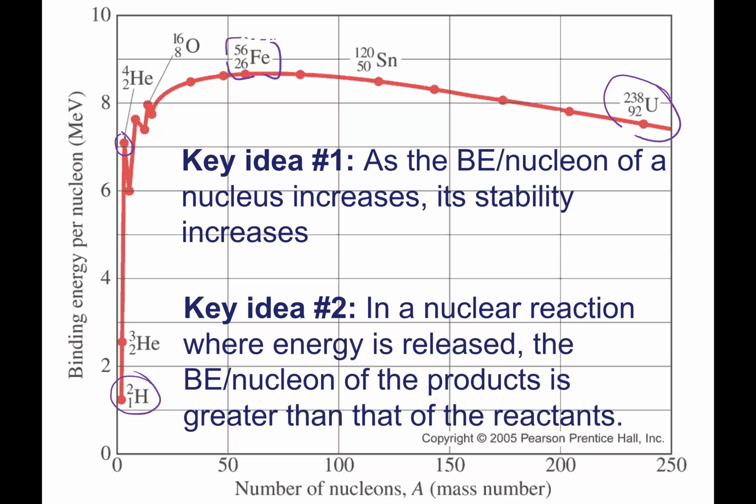Let me just say that again. This is a really important concept. This actually shows up a fair amount in IB examinations. If you have a nuclear reaction where energy is released, then the binding energy per nucleon of the products has to be greater than it was for the reactants. And that's what caused the energy to be released, right? Because when you formed those new nuclei, more energy was released than when you disassembled the previous nuclei. Does that make sense? Keep those ideas in mind.